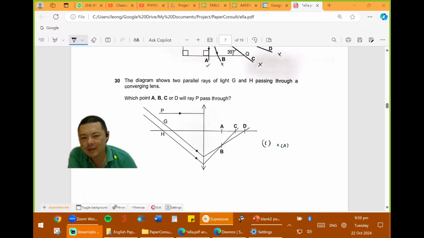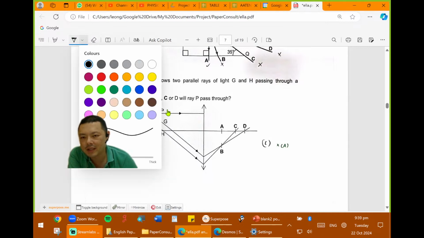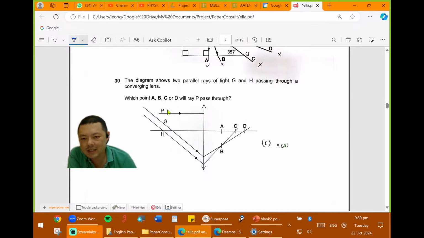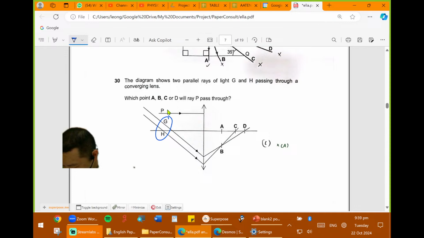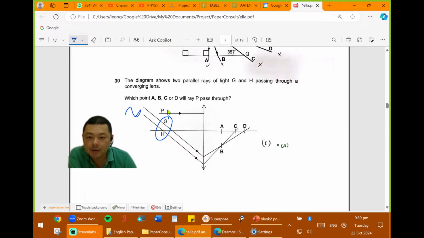You see these two light rays, G and H. Let's talk about G and H. Where are G and H coming from? Yes, that's right. G and H are coming from an object that's at infinity, far far away. So let's just focus on G and H first.